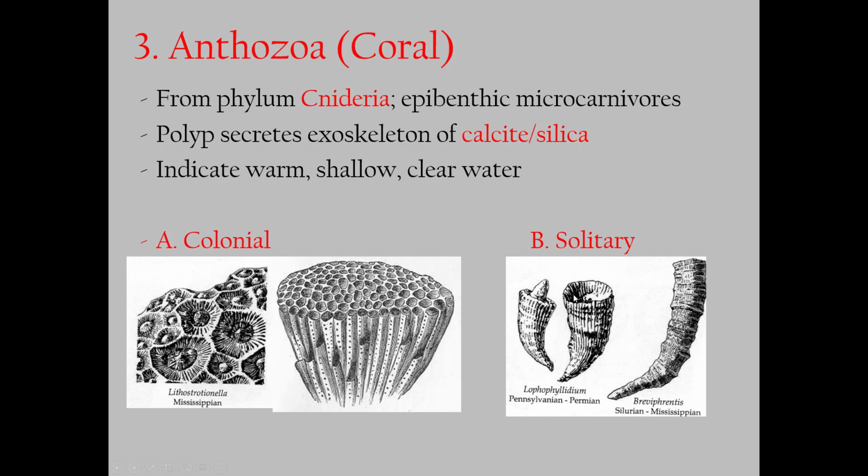Horn corals used to secrete one tiny little layer every day, and they were used to determine that the length of the day used to be much shorter 300 million years ago. We'll talk about that more when we get into the Paleozoic. But yeah, so there are colonial anthozoa, where they live in groups, and then there are solitary anthozoa, where they live by themselves. And these grow, again, along the seafloor.